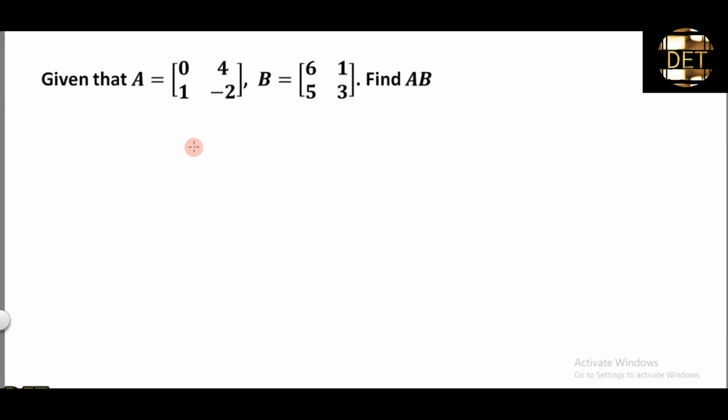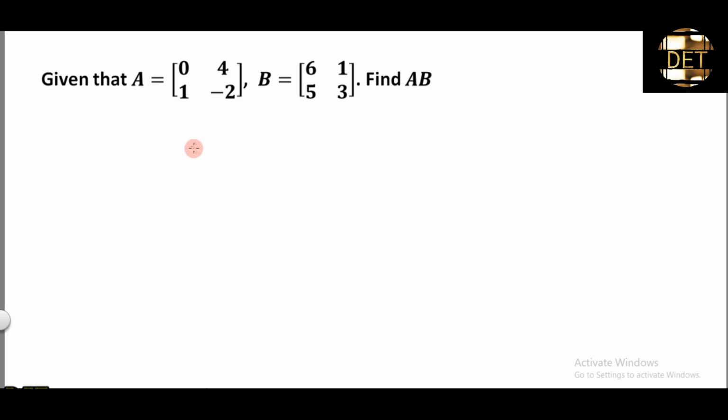Alright, so here we have this question, and the question is, given that A is equal to this matrix and B is equal to this matrix, find AB. So your AB simply means that you are using A to multiply B.